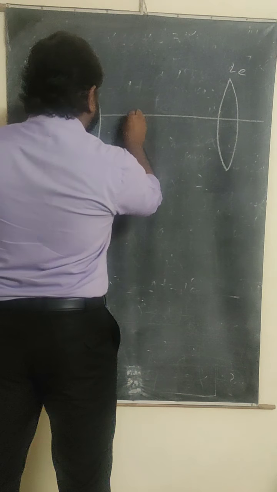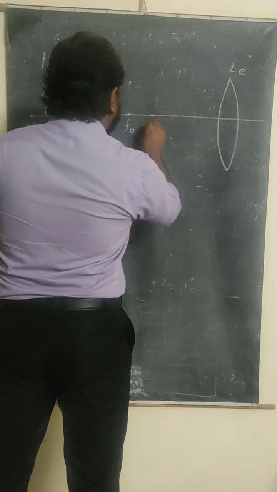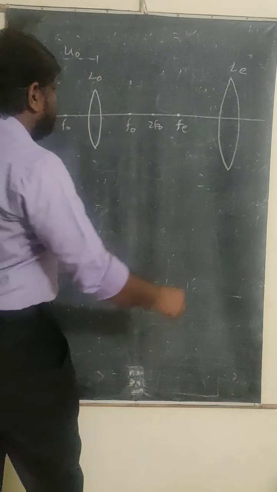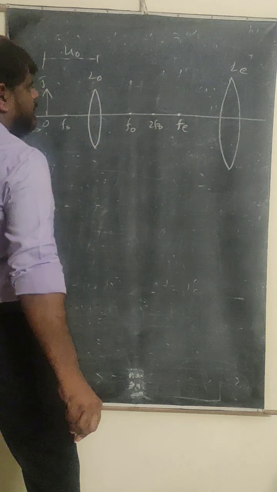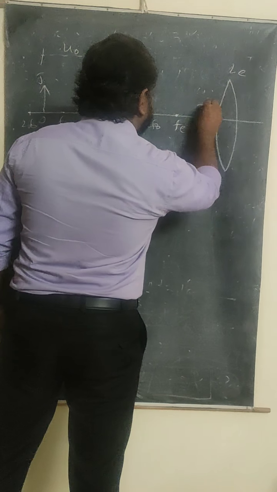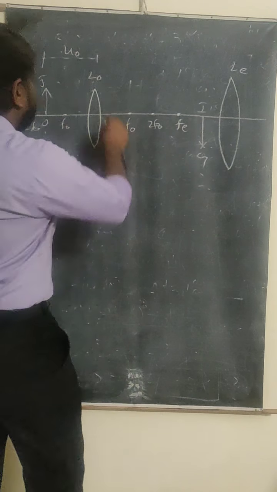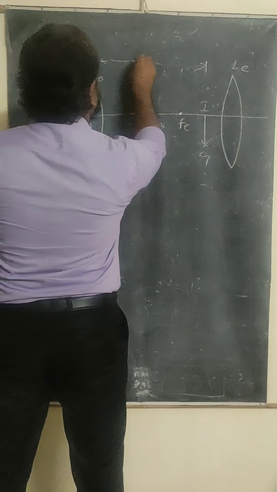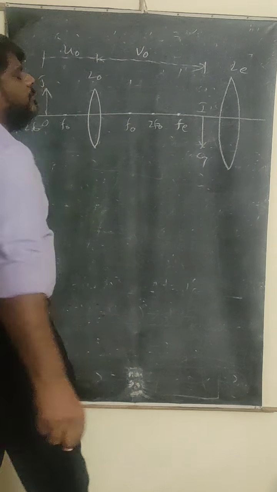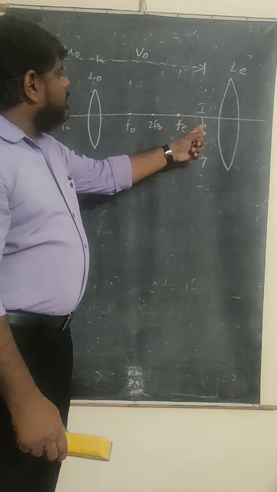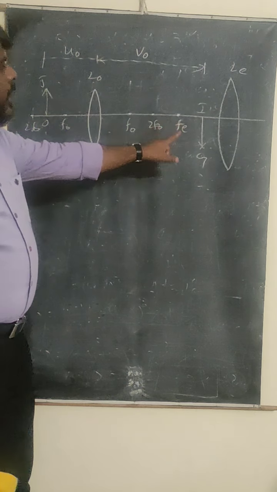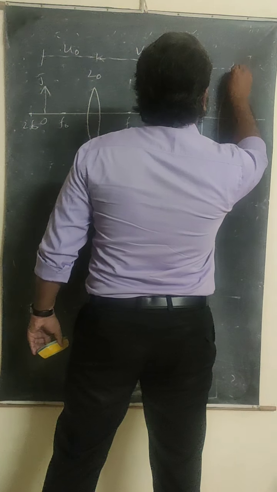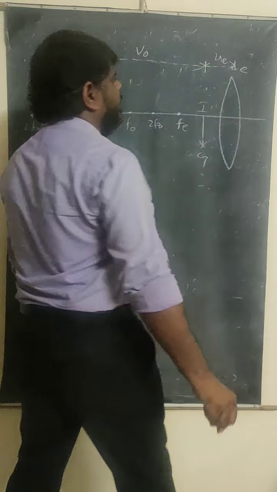And here you have F0, 2F0, and this part will be Fe. Then let us say this is the object, OJ, and here the image is going to be produced. This is the image, IG. And this distance is called V0. What does V0 represent? The image distance from the objective lens. Now what happened? This image will become the object for the eye lens, so that is why this distance will be equal to Ue.